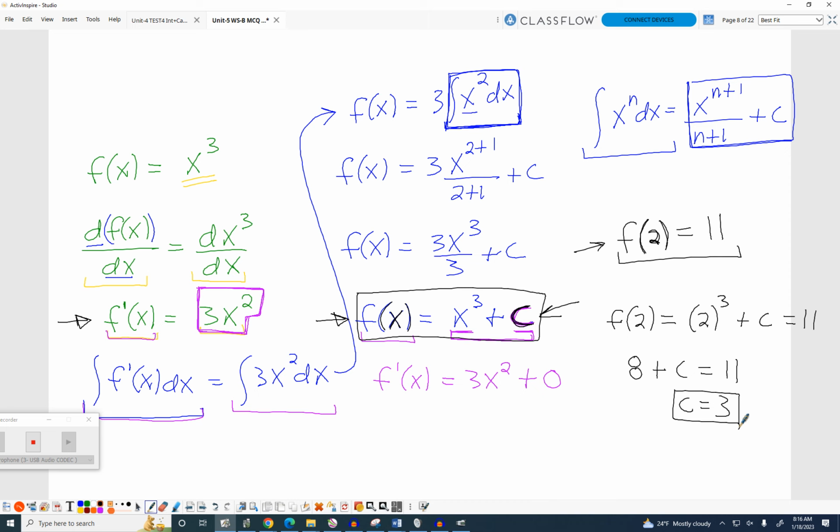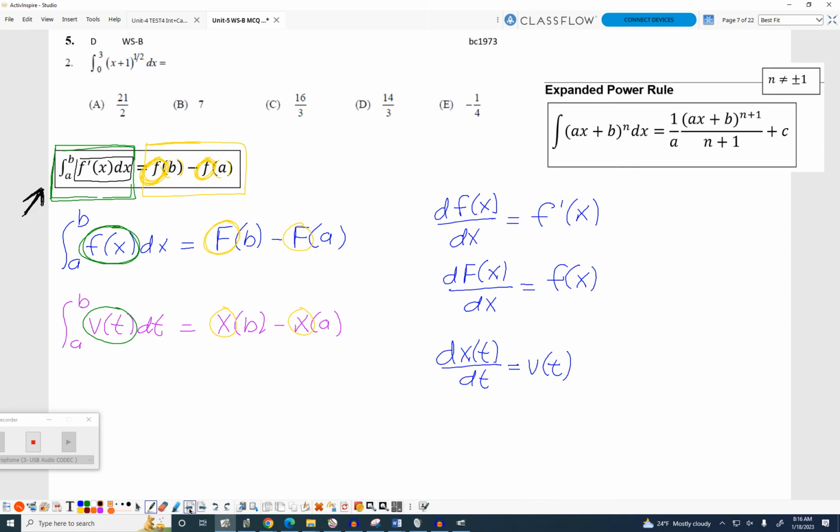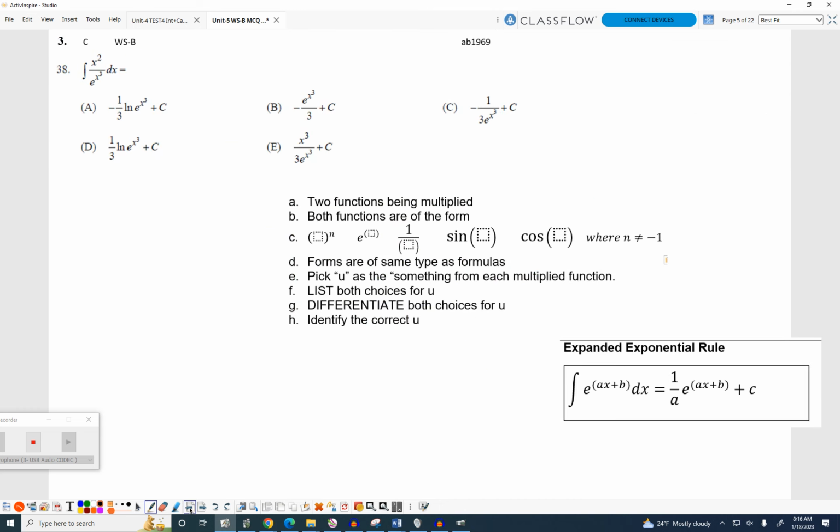Some instances, they don't expect you to find c. Like if you look at problem 3 in this packet, you'll notice that for problem 3, every answer ends with plus c.